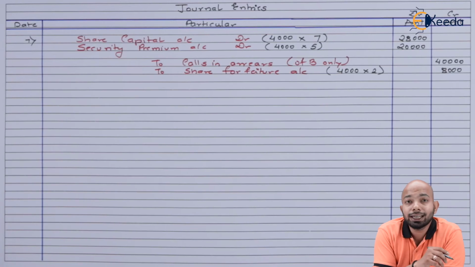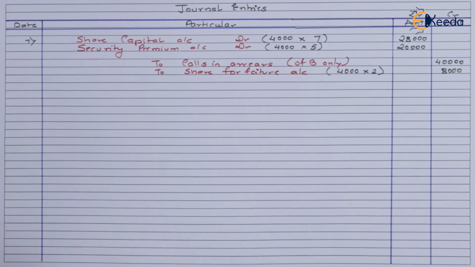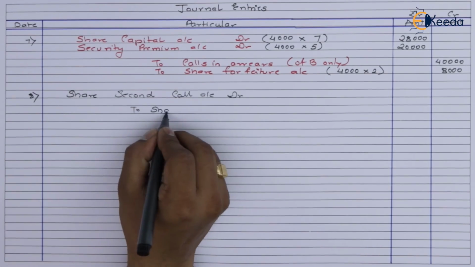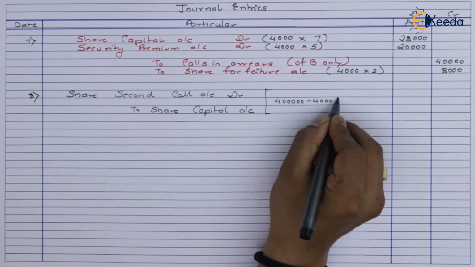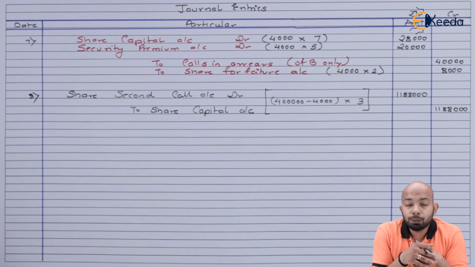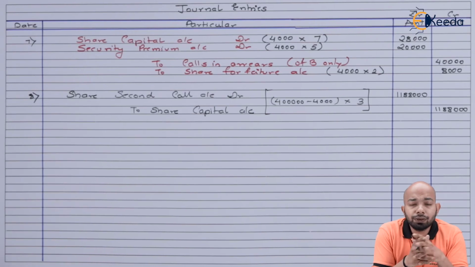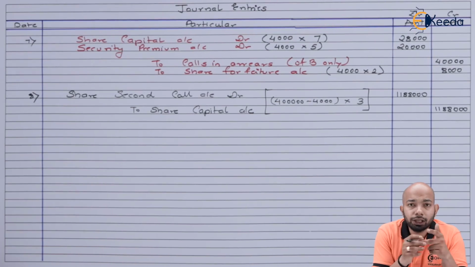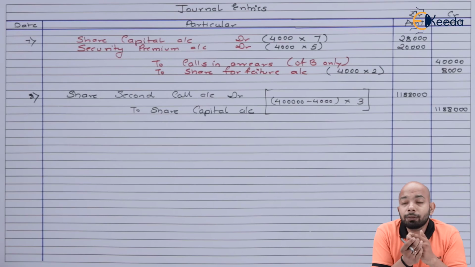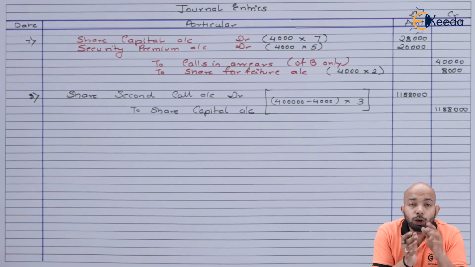Let's figure out the entry for second call. Now we'll be passing the entry for due of second call. Ideally we are supposed to receive 11,88,000, because we have 3,96,000 shares only to deal with, and that will be multiplied by rupees 3, because that is the value of share second call. Now we'll start with the receipt entry.